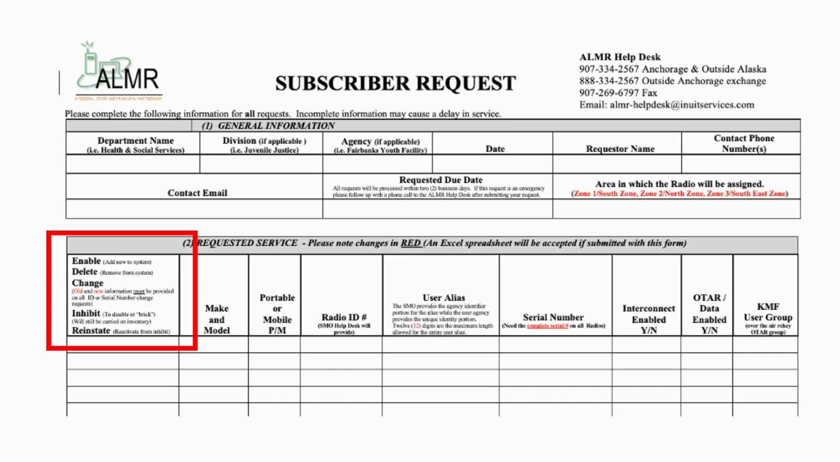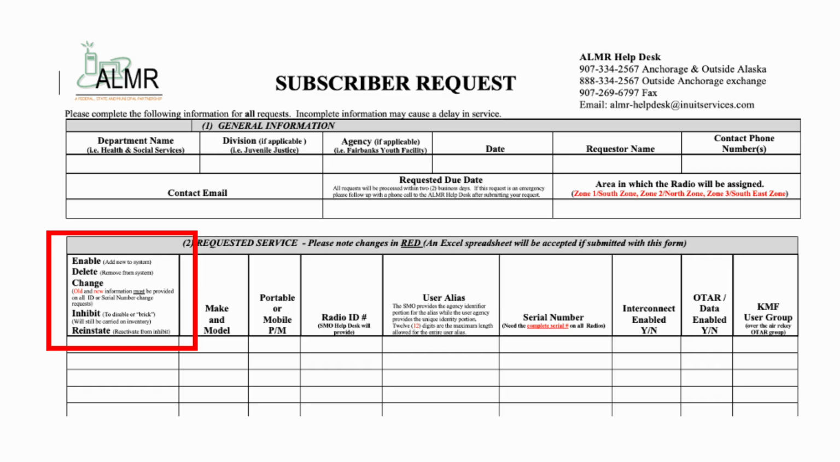The primary method for inventory updates is by using the subscriber request form. This form, located on the ALMR website, is available to initiate any changes or additions that are required for each individual agency's user inventory. On this form, you can perform several different functions. Do keep in mind that it is not necessary to use this exact form. You may use a tool such as an Excel spreadsheet as long as it has all of the same data. The form, spreadsheet, or other document is emailed to the ALMR help desk when it is ready for processing.